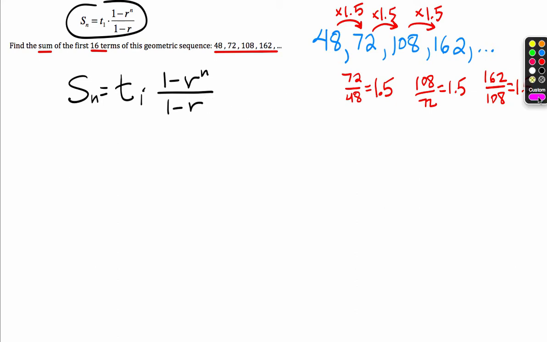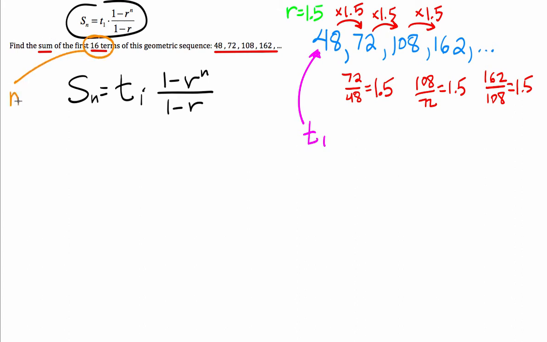Now let's go back over to these numbers and decide what these specific symbols mean. T1, that's easy. That's 48. The number that you multiply by each time, that 1.5, that's called the common ratio. r equals 1.5. And the number of terms that we want to add together in doing this problem, that's the n value. n is 16. And so what we want to do is find this sum through the 16th term.